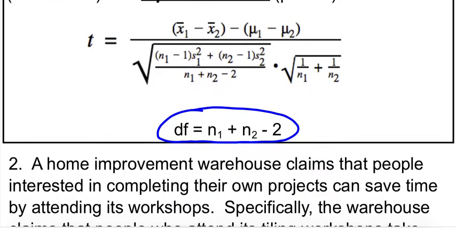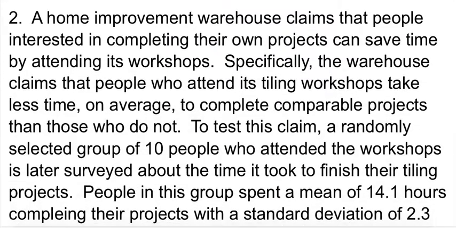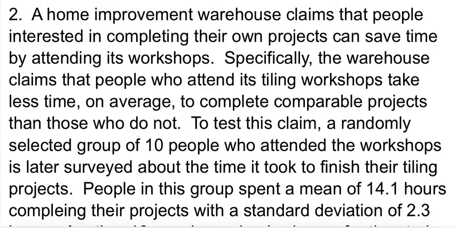test statistics. All right, so we have a home improvement warehouse, and they claim that people who are doing their own projects can save time by attending workshops. And they say that people who attend the tiling workshops take less time on average to complete the projects than those who do not. So people who attend, we're going to call that population 1, and people who do not attend, we're going to call those population 2. So they randomly select 10 people who attended the workshops. So that's N1.